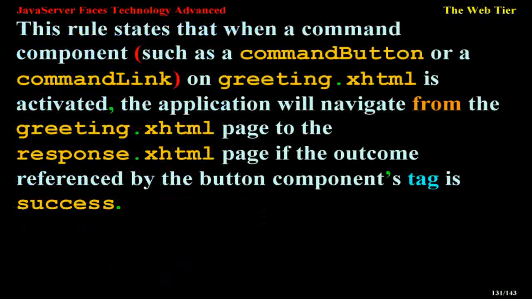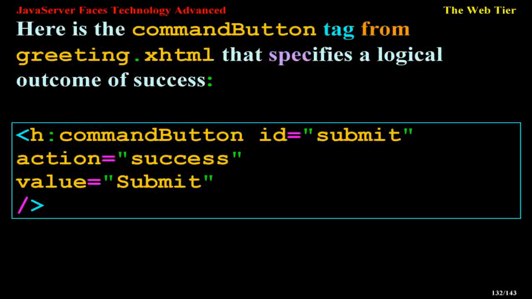This rule states that when a command component, such as a command button or a command link on greeting.xhtml, is activated, the application will navigate from the greeting.xhtml page to the response.xhtml page if the outcome referenced by the button component's tag is success. Here is the command button tag from greeting.xhtml that specifies a logical outcome of success: h:commandButton id=submit action=success value=Submit.